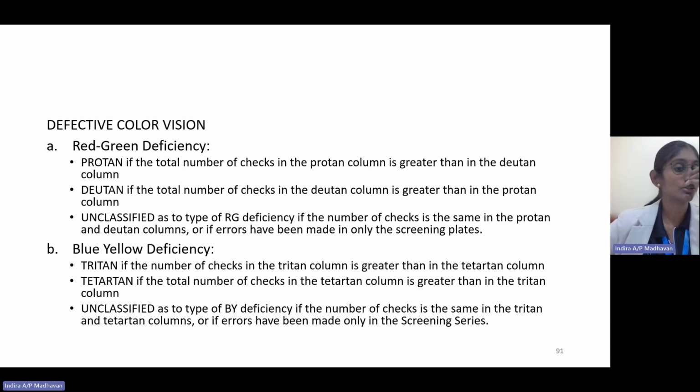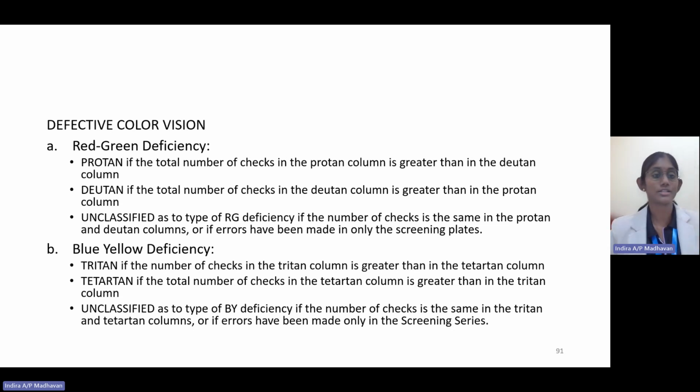Now, how to find out the defective one. Normal we already know. Defective will be if they have red-green. Protan: if the total number of checks in the protan column is greater than the deutan column, then the patient is known to be protan. Deutan: if the total number of checks in the deutan column is higher than the protan. So if they're protan, the number of checks for protan is higher than deutan, while for deutan, they have to be higher than protan.